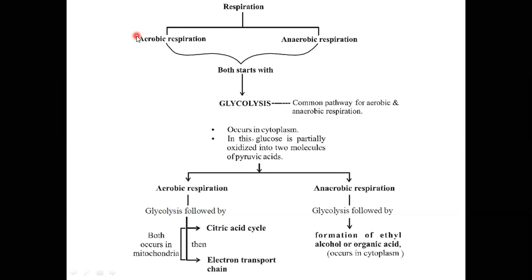Pyruvic acid, just like in photosynthesis where pyruvic acid was formed. Glycolysis is the common pathway for aerobic and anaerobic respiration. Respiration starts from glycolysis, whether it is aerobic respiration or anaerobic respiration.